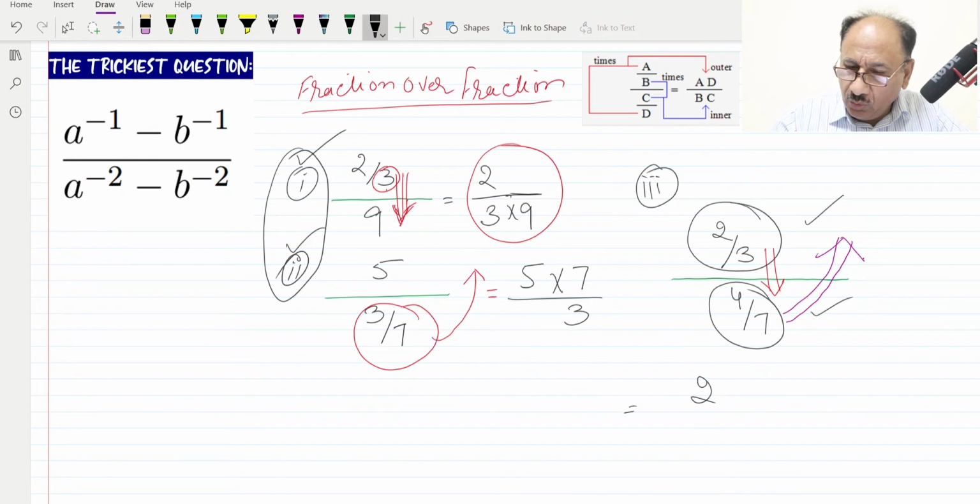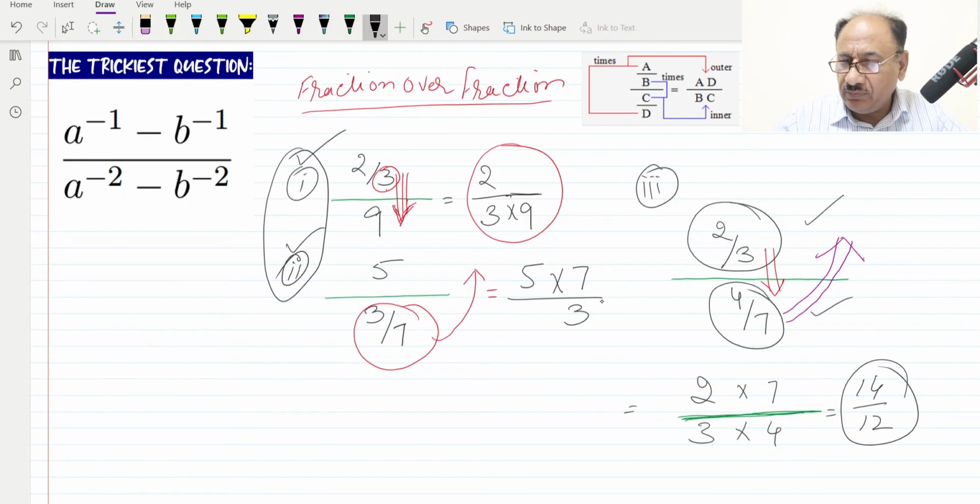So this 2 over 3, and keep in mind this is the main fraction. I'm just using green color for the main fraction so that you can understand better. So 2 over 3, and the reciprocal of 4 by 7 will be 7 by 4, and this will be equal to 14 over 12. This situation will have this answer.